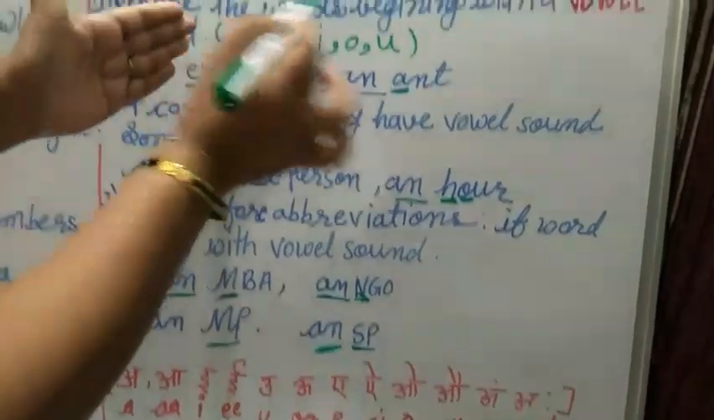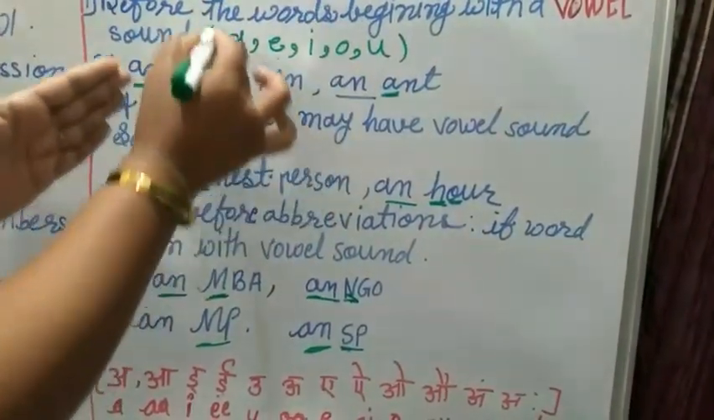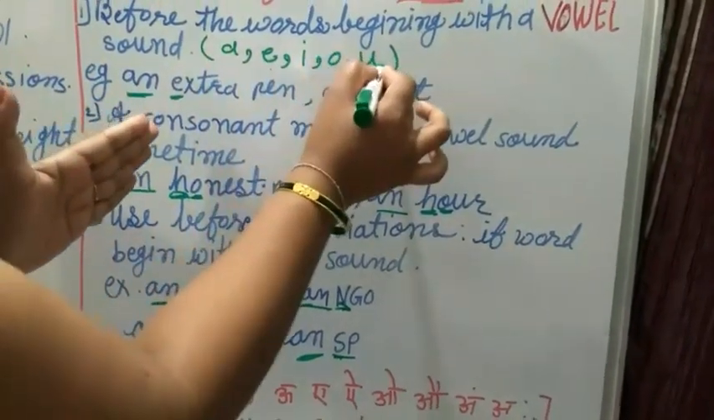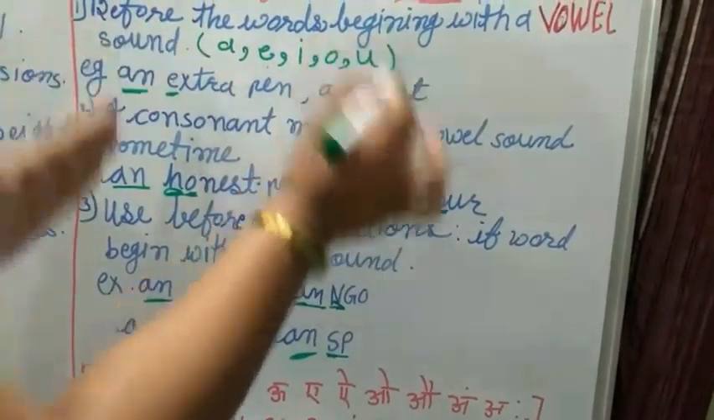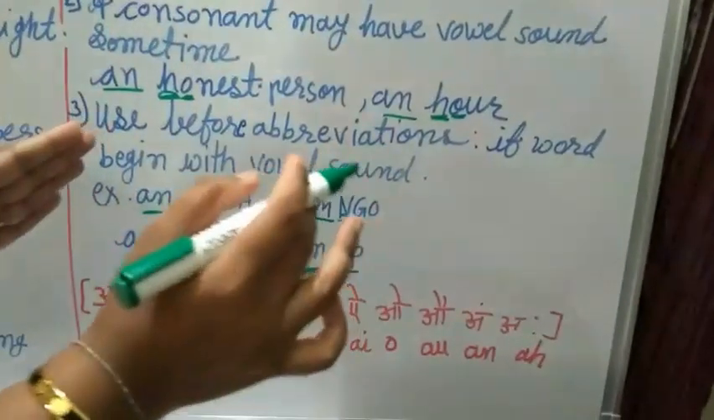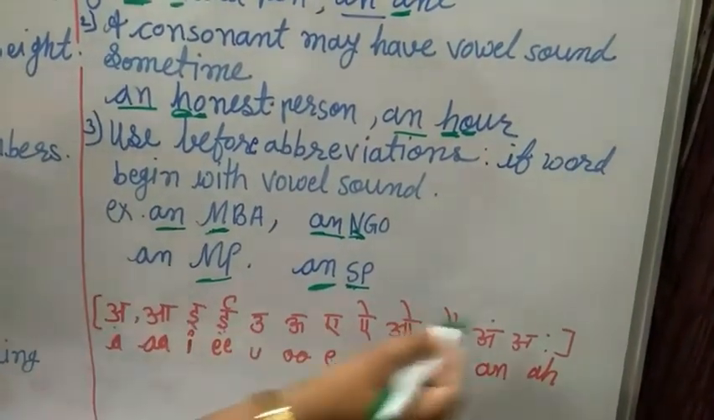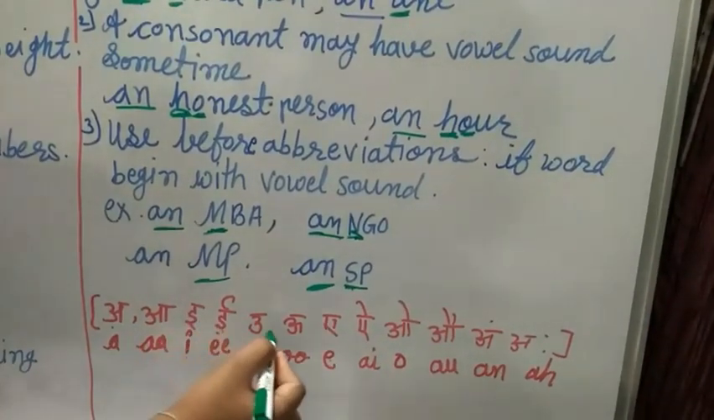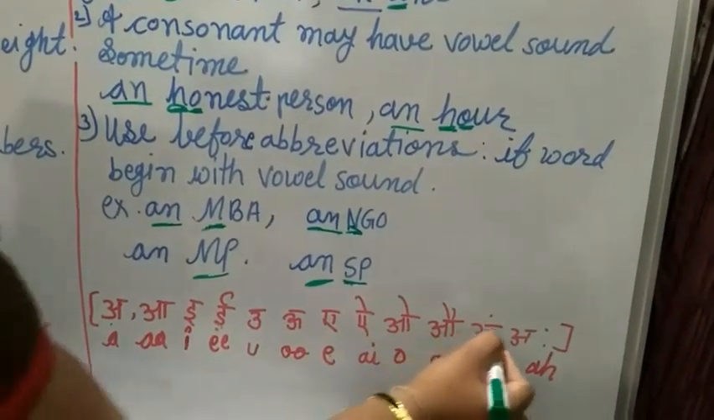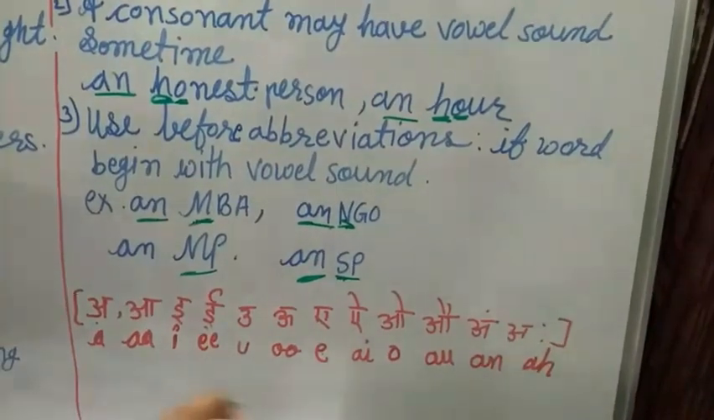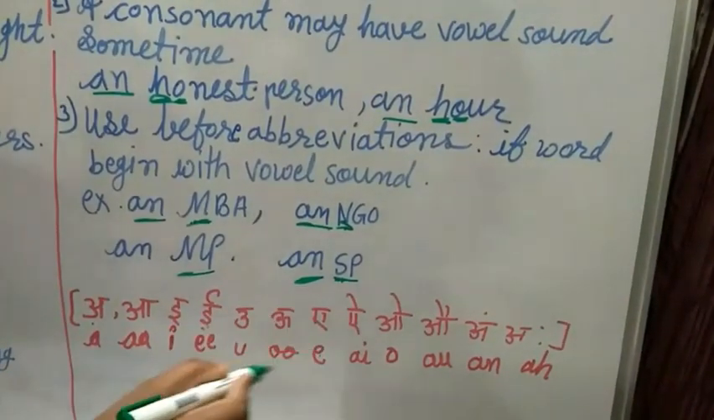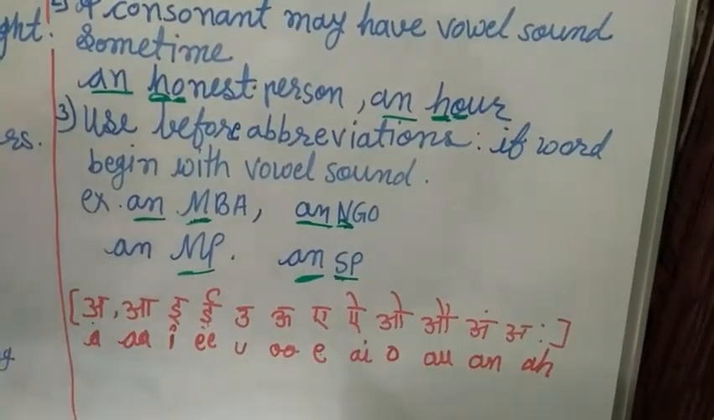So we should not only remember these alphabets A, E, I, O, U. One thing we have to keep in mind is the sound. Whatever vowel sound comes, we should use an.